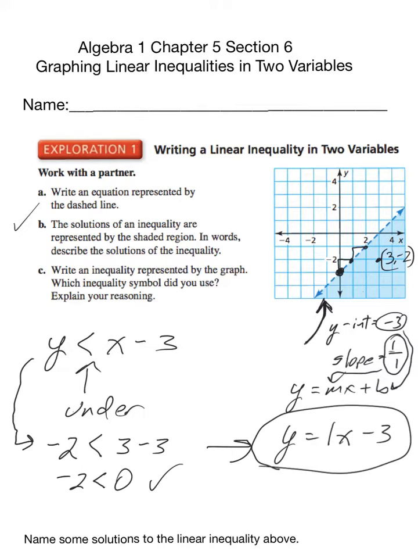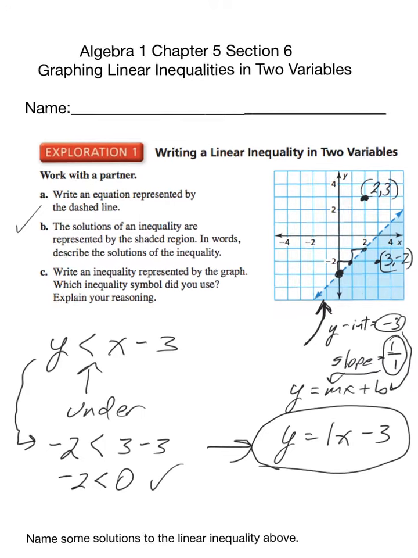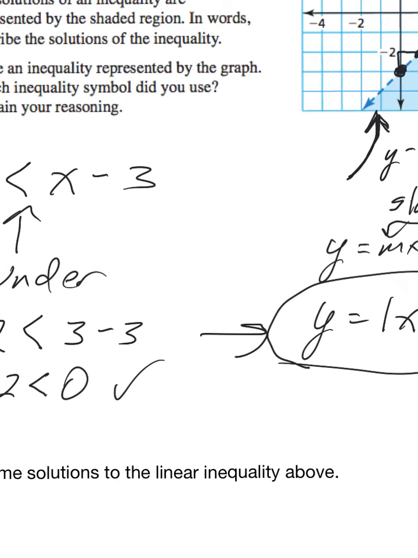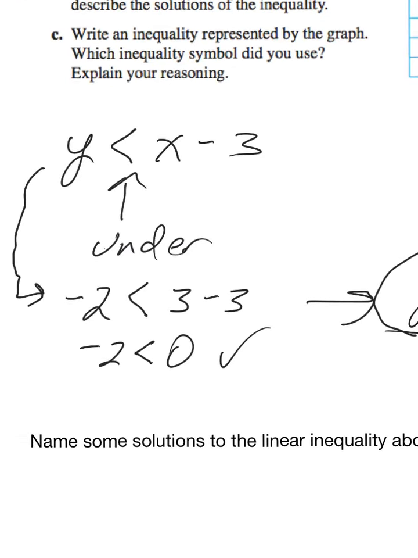You might wonder what's going to happen if I take a point that's outside of the shaded region, say like (2, 3). So if I plug in (2, 3), I'm going to get the following. For (2, 3), y is going to be 3, so 3 is less than 2 minus 3.